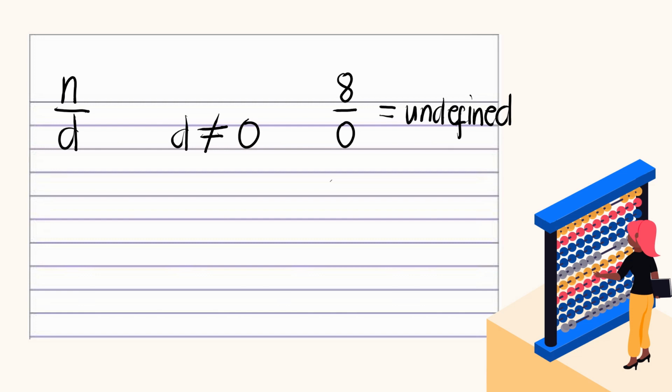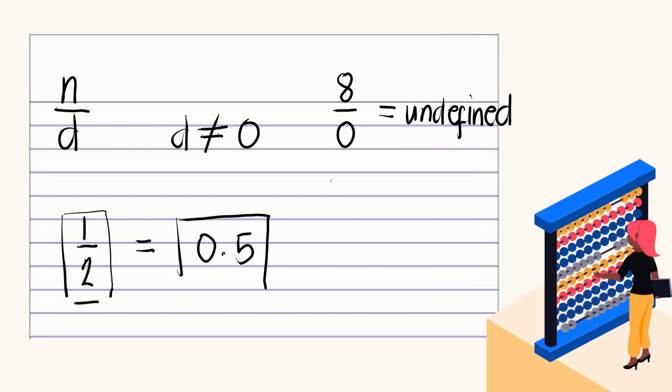Also, rational numbers can be expressed as decimal numbers. So, let's say 1/2. You all know that 1/2 can be expressed as 0.5. So, that would mean that this 1/2 here is also a rational number, and this 0.5 here is also a rational number. That is what we meant by the definition a while ago.